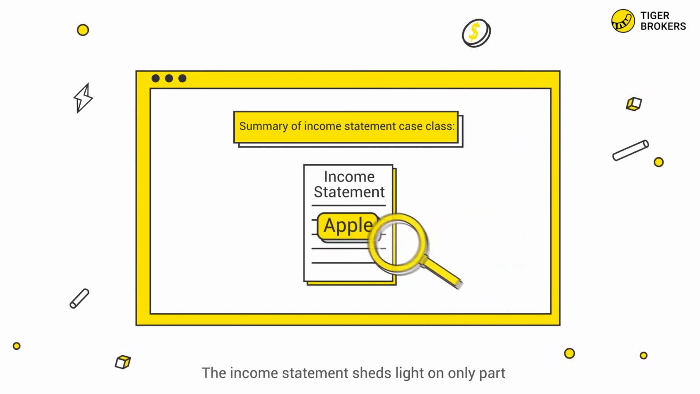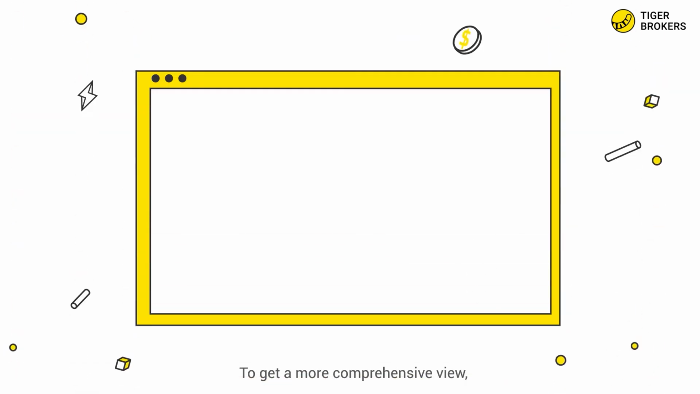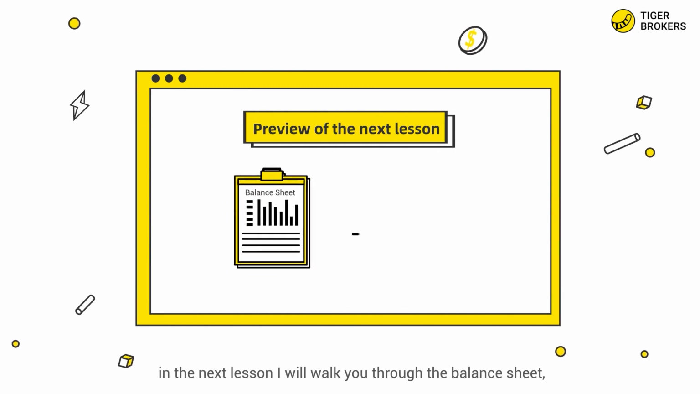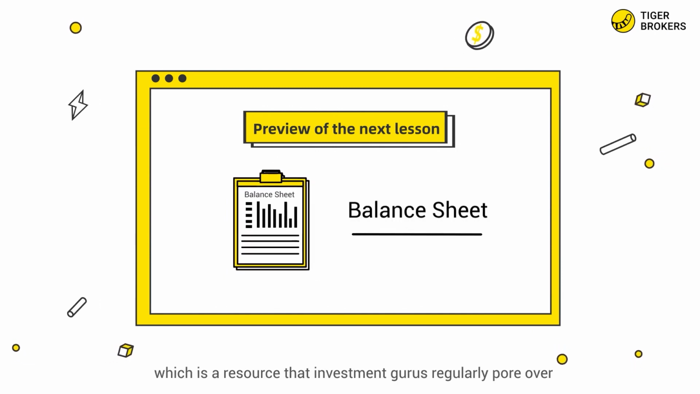The income statement sheds light on only part of the company's finances. To get a more comprehensive view, in the next lesson, I will walk you through the balance sheet, which is a resource that investment gurus regularly pore over.